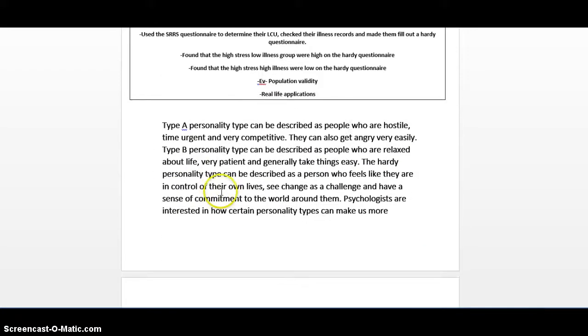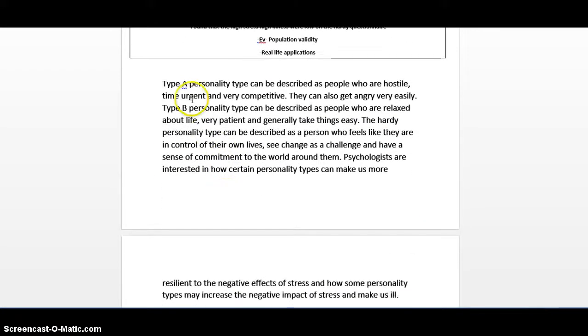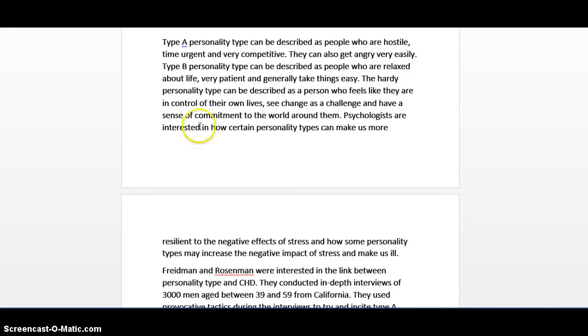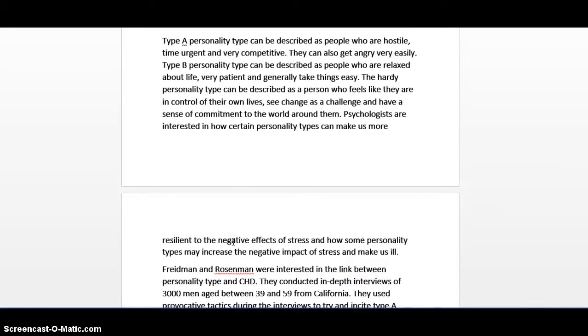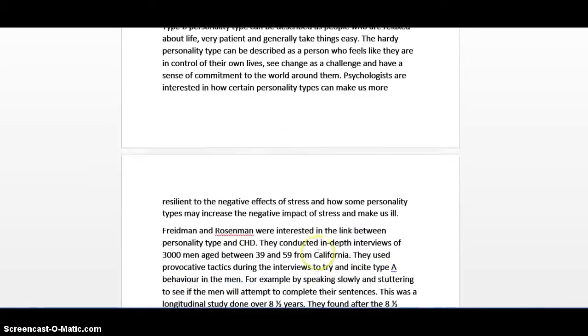Okay, so I start off with defining the three different types of personality. So I've defined what type A meant, I defined what type B meant, and I defined what hardy personality is. And I basically briefly said why psychologists are interested in studying personality types, and why some personality types may make us even more resilient to the negative effects of stress. So all this here is just a very brief intro.